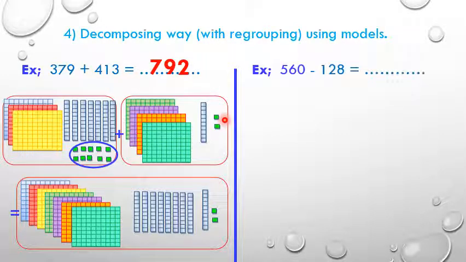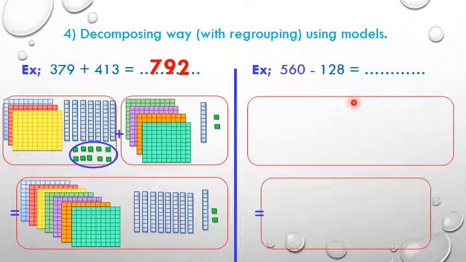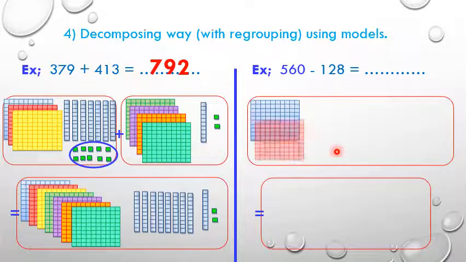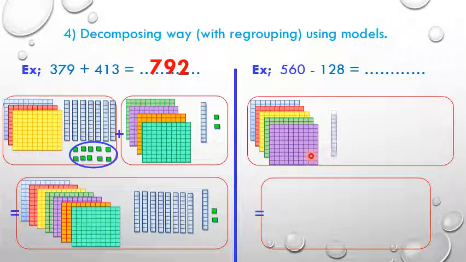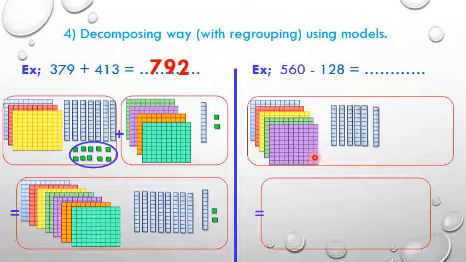Let's go to our subtraction equation here. We have 560 minus 128. First of all, we have in this math, yes, draw only the bigger number. In subtraction, we draw only the bigger number, then cancel or take away from it the smaller number. Like this. We draw 5 hundreds and 6 tens and 0 ones.